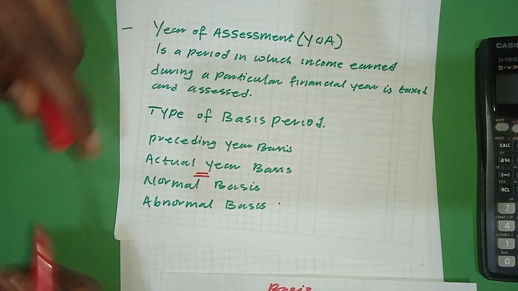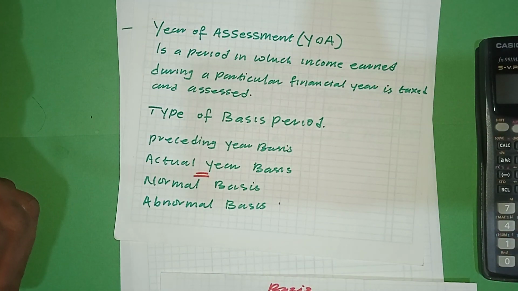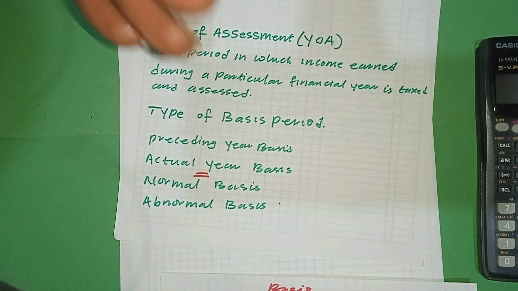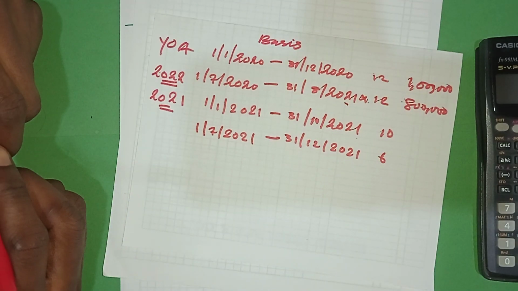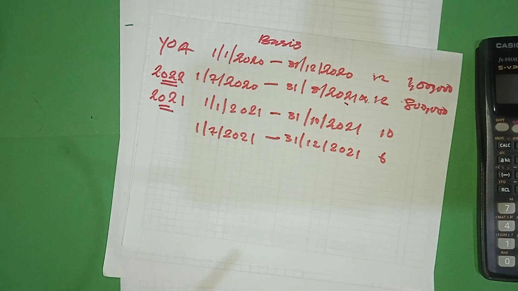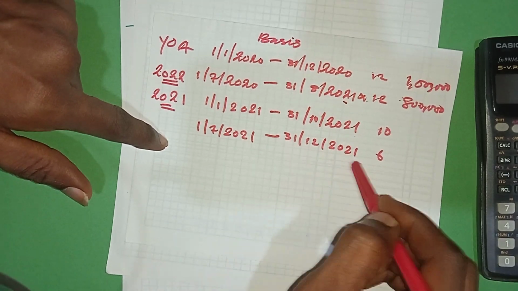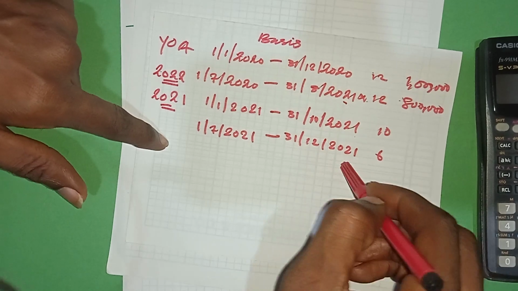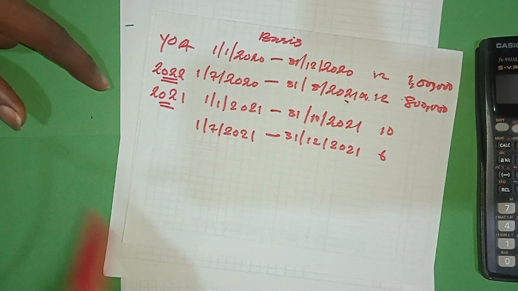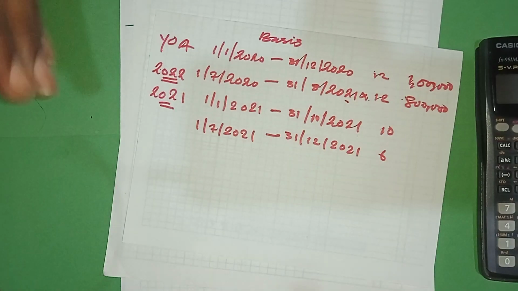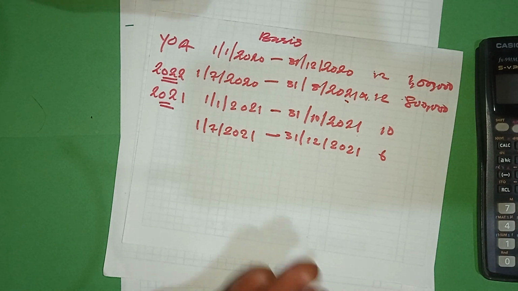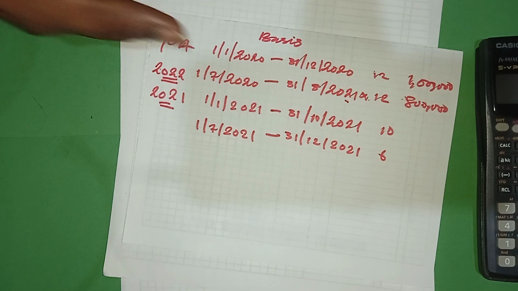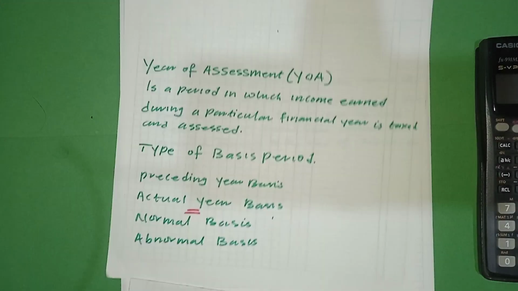Preceding year basis, let me explain it. For example, your financial year ends 2021. It is expected that you'll be assessed and taxed in what year? In 2022. Preceding year basis. You understand? With actual year basis, it's expected that you'll be assessed and taxed that same year. That is just the difference between the two. So let's move further.